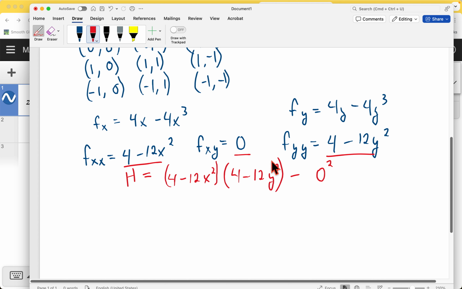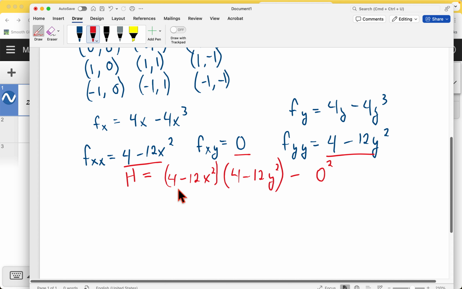And again, if the value we get from here is positive, then the point will be either a maximum or a minimum. If the value we get here is a negative value, then we have a saddle point. If the value we get here is 0, then it's inconclusive. But I don't think we're going to get that.